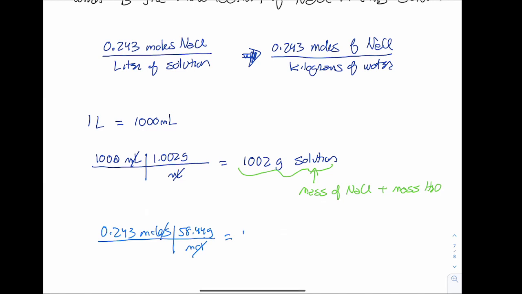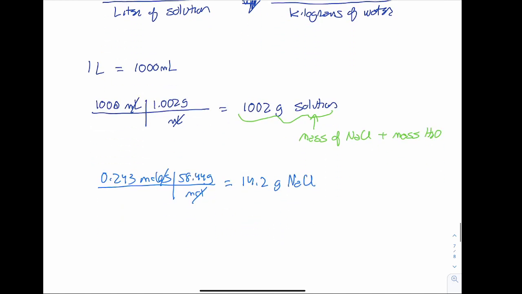And that gives me 14.2 grams of sodium chloride. So I have the mass of the solution, I have the mass of sodium chloride. So if I then subtract those two numbers, that's going to give me my mass of water. So 1,002 grams minus 14.2 grams.